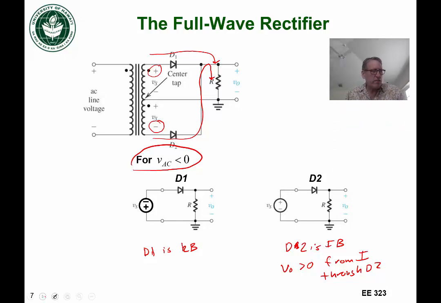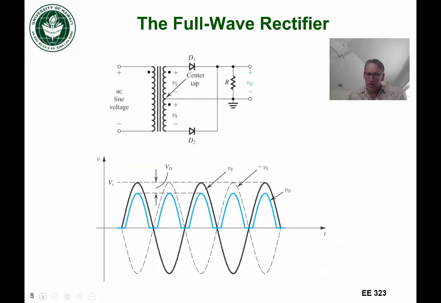And so what this results in is we get rectification for both the positive half cycle and the negative half cycle, right? In the positive half cycle, we're getting rectification from D1, and in the negative half cycle here, we're getting rectification from diode D2. Again, this is figure 4.22 for your reference.